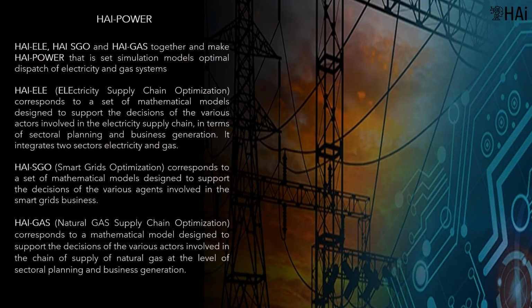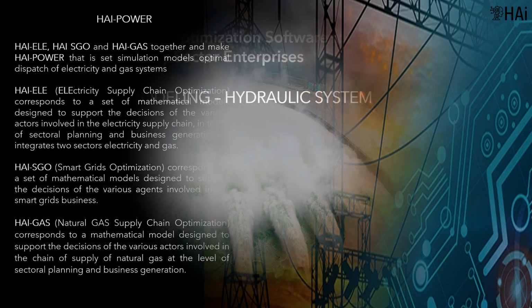High electricity supply chain optimization supports decisions in the electricity supply chain, in terms of sectoral planning and business generation. High smart grids optimization supports the decisions of the various agents involved in the smart grids business. High natural gas supply chain optimization supports the decisions of the actors involved in the natural gas supply chain, at the level of sectoral planning and business generation. The following is the topology of high power.